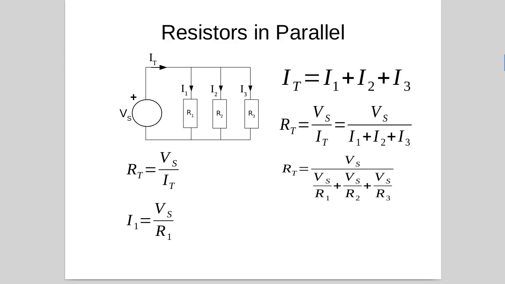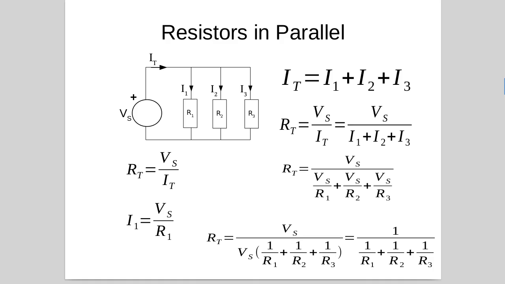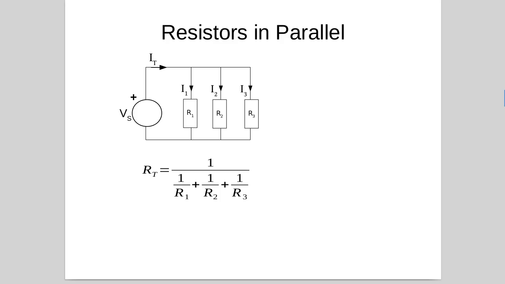So we can substitute into the equation: Vs over Vs on R1 plus Vs on R2 plus Vs on R3. We can take Vs outside as a common factor. So now we've got the equation with Vs on top and Vs outside of 1 over R1 plus 1 over R2 plus 1 over R3. So we can cancel the Vs out, divide top and bottom by Vs, and we get the simplified equation: R total equals 1 over (1 over R1 plus 1 over R2 plus 1 over R3). And that's what we're looking for. What's the total resistance in this circuit?